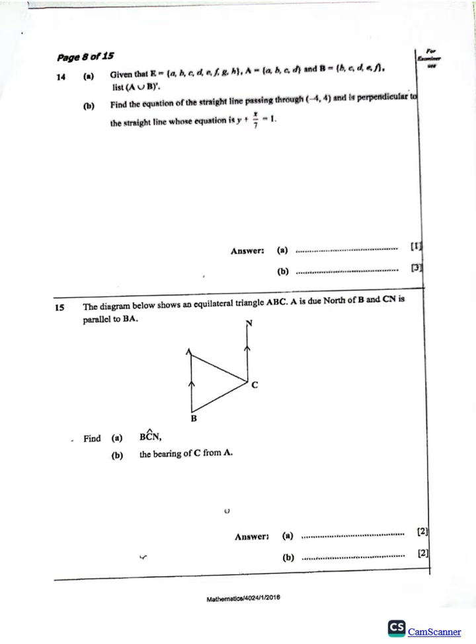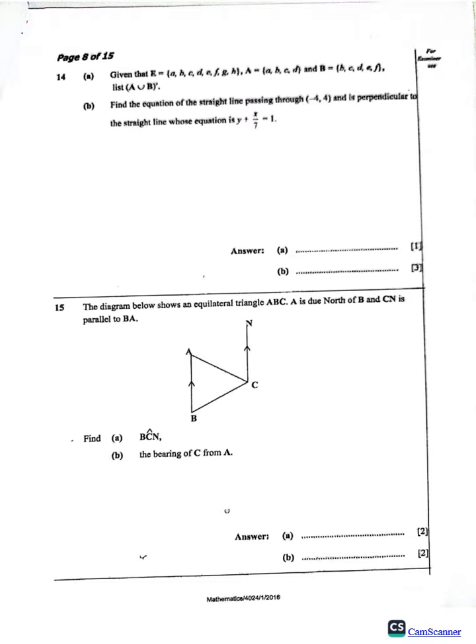In this lesson, we are going to continue with Mathematics Paper 1 of 2016 internal. We'll begin from question 14. Now, the first question is: given that the universal set has elements A, B, C, D, E, F, G, and H, then set A has elements A, B, C, D, and set B has elements B, C, D, E, F. We are asked to list (A union B) complement.